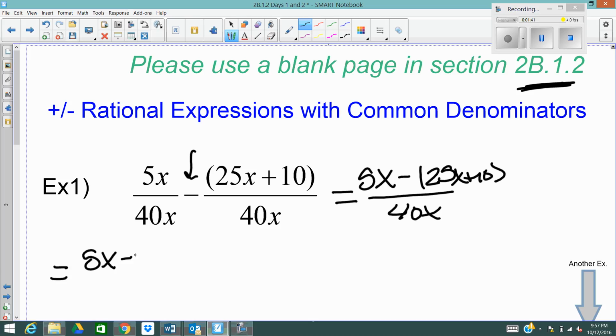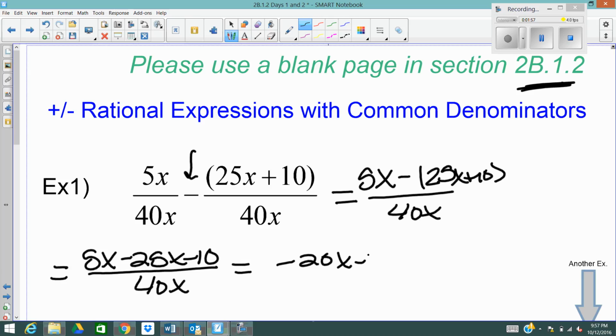So that ends up giving us 5x minus 25x minus 10, because you need to distribute that negative to both the positive 25x and the positive 10, all over 40x. Combine like terms, we get negative 20x minus 10 over 40x. And then it's like a problem from where we first started. Now we're going to see if we can simplify. So let's factor this out.